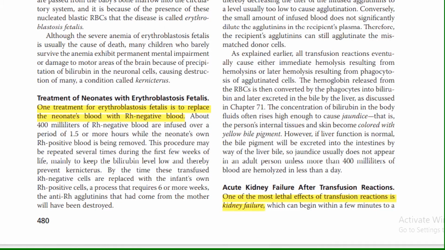One treatment of erythroblastosis fetalis is to replace the neonate's blood with Rh negative blood. About 400 milliliters of Rh negative blood are infused over a period of 1.5 or more hours, while the neonate's own Rh positive blood is being removed.